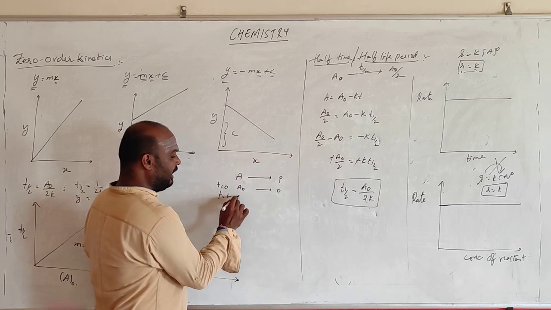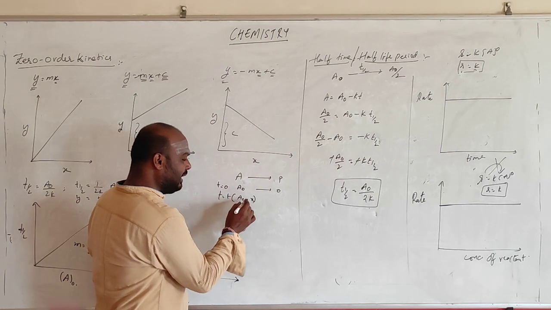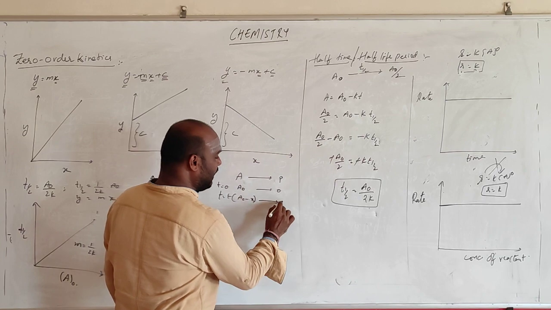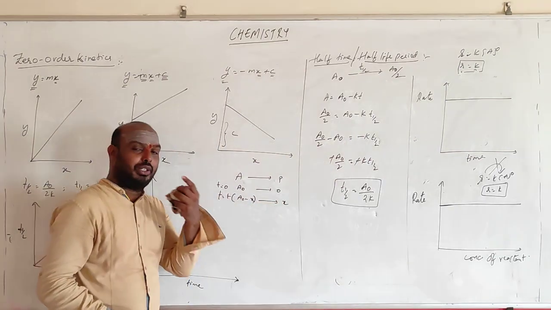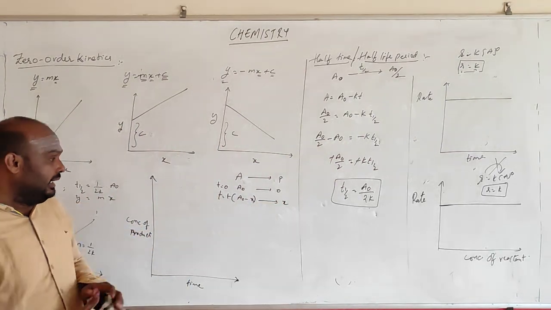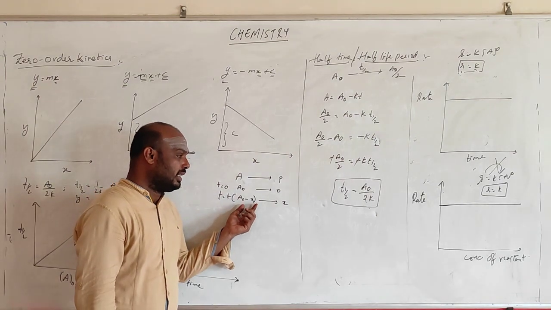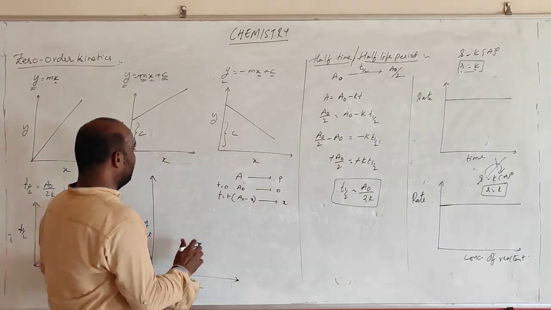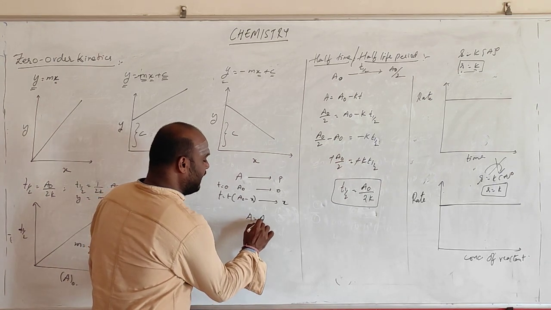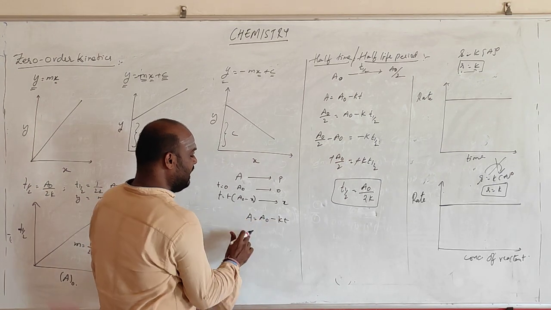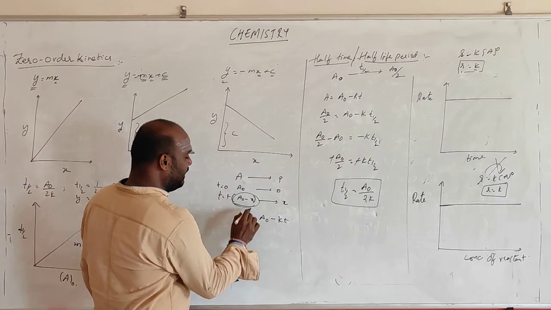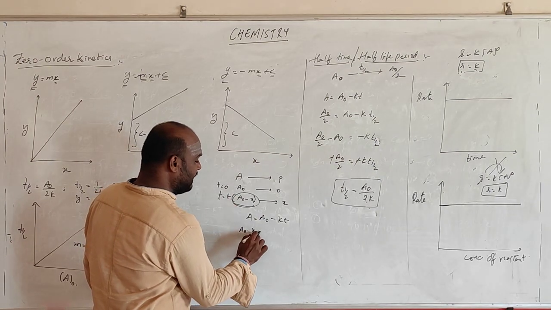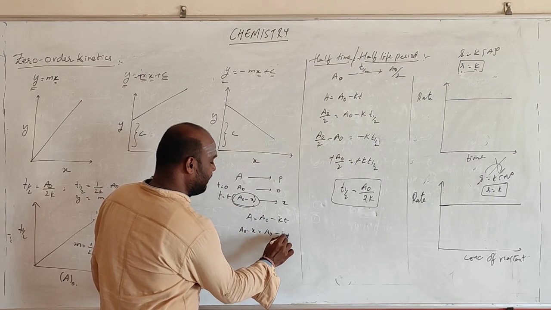At time is equal to t, A naught minus x. Something has been reduced, and it is getting converted to product. Whatever has been reduced gets converted to product. So A naught minus x is the concentration that has been left out, and x is the product that has been formed. You know the equation: A is equal to A naught minus Kt. The remaining concentration, so A naught minus x is equal to A naught minus Kt.